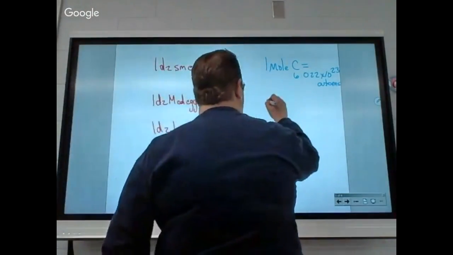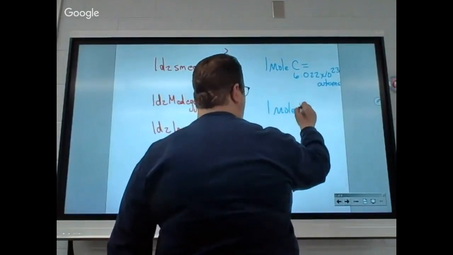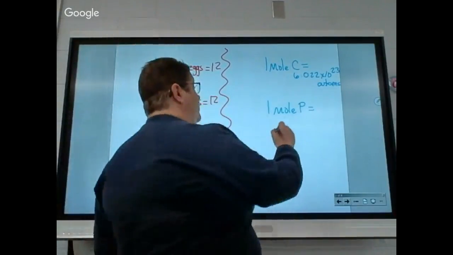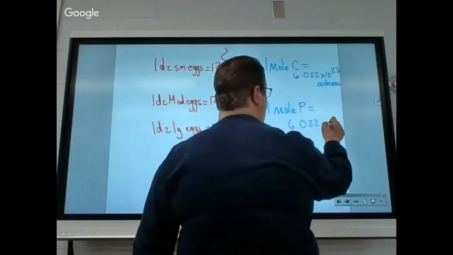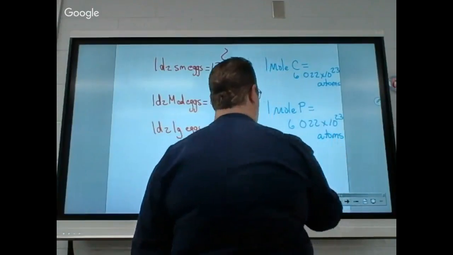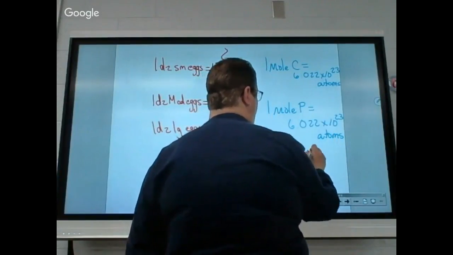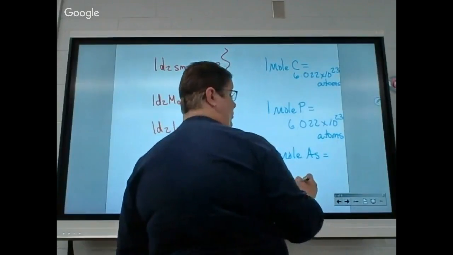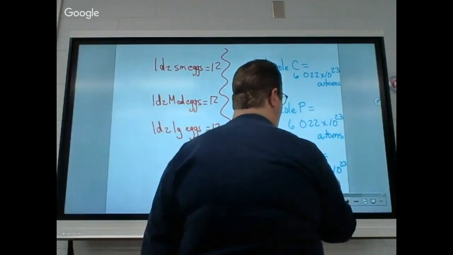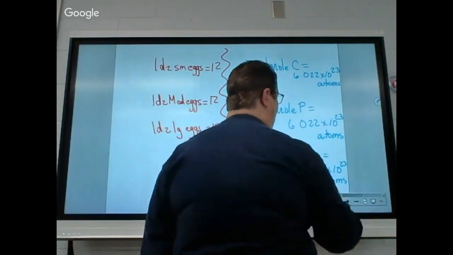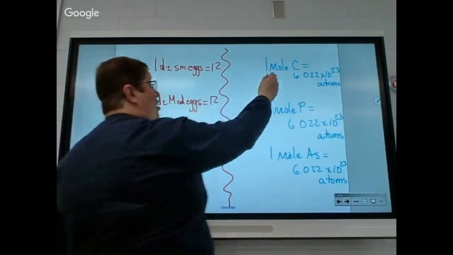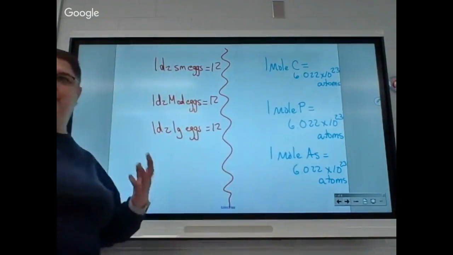Now, if I said that we have a mole of phosphorus, how many atoms would we have? And if I said we have a mole of arsenic, how many atoms would we have? The same thing. All right. The point that I'm trying to make with my cheesy example here is it doesn't matter if we're talking a dozen or if we're talking a mole. The concept is the same.